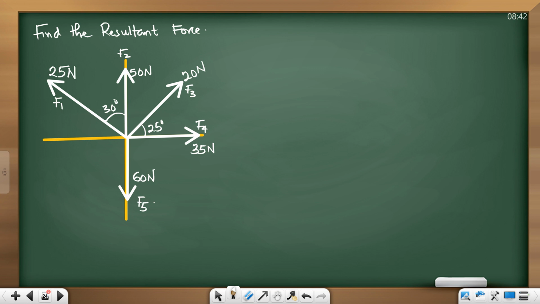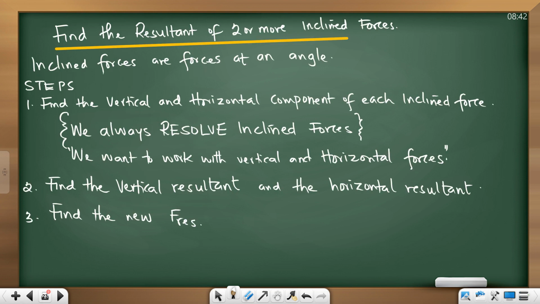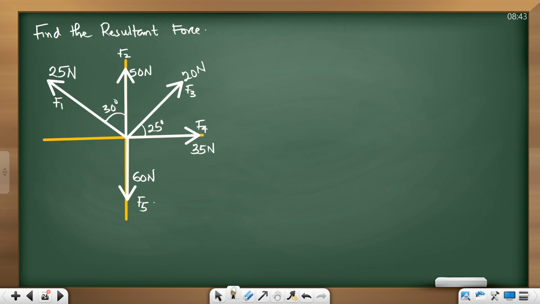Please listen carefully. Now, I said something here, the one in bracket. We always resolve inclined forces. That's the one you resolve. Which forces are inclined? The word inclined means it has an angle. Which ones have an angle? It is 1, 3, and 5. Now, 1, 3, no, just 1 and 3, yes. Only 1 and 3 have angles. These are the ones you are going to resolve.